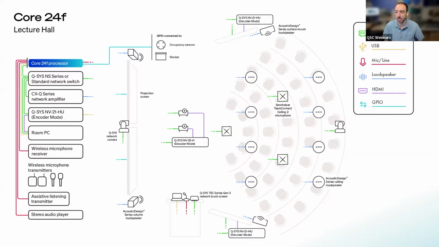So these kids are in here taking Theory 1, and they need to be able to listen to some listening tests and stuff like that. We've also got some acoustic design column loudspeakers, some network cameras, projectors powered by our NV32, as well as touch panels and NV21s driving delay screens, as well as our partners with Sennheiser. We've got some ceiling microphones in here and some loudspeakers around the space. All of that can be powered by the Core 24.